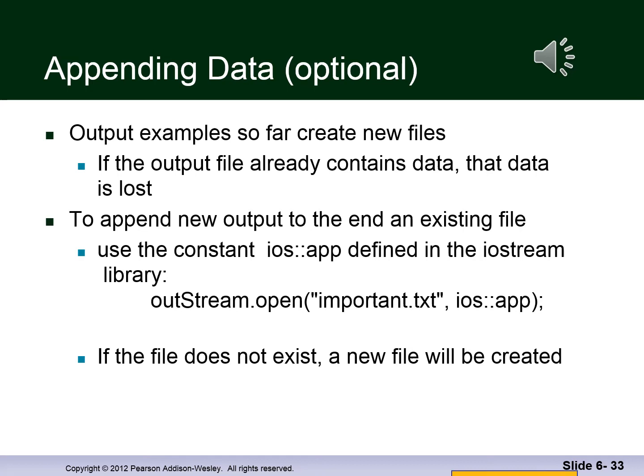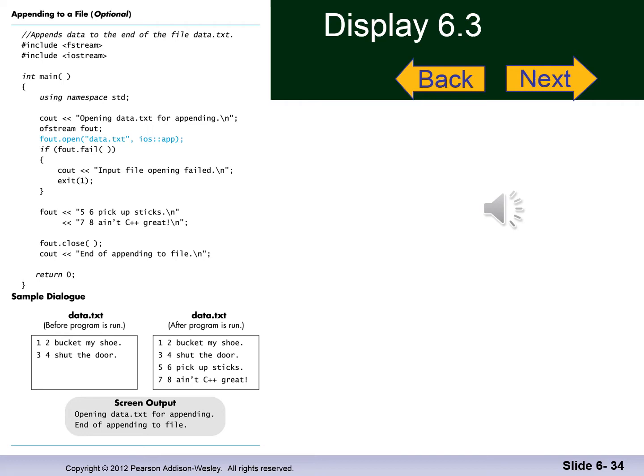Here we have program 6.3 from your textbook, and it demonstrates the use of appending output. Notice we declare an output file stream object called fout, and then we use the open function with fout to connect it to the file name data.txt with the ios append constant. So if you look at the sample dialog at the bottom, data.txt, before the program is run, contains the lines 1, 2, buckle my shoe.